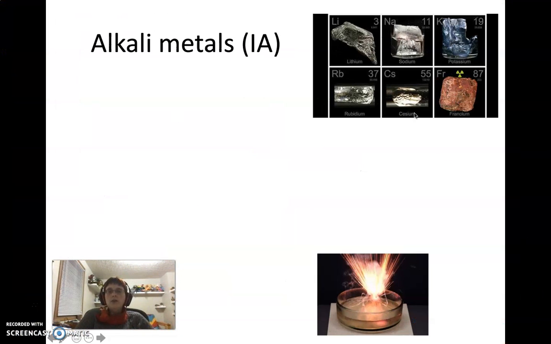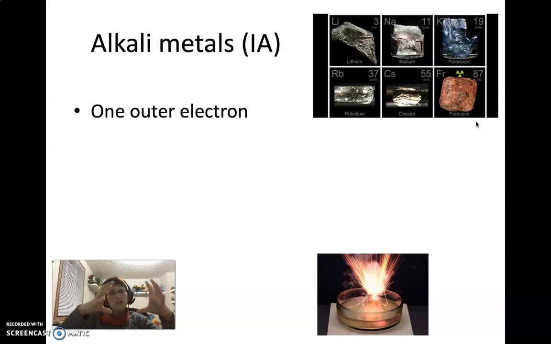Here is what these guys look like. You can see they all look very similar to each other. Like we said, all of the families have things in common. They all have one outer electron. What we mean by this is that in their outermost shell, they only have one electron hanging out there. For example, and we'll get into this in more detail later, lithium has 3 as its atomic number.